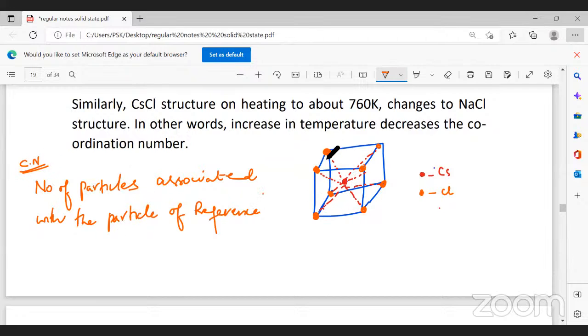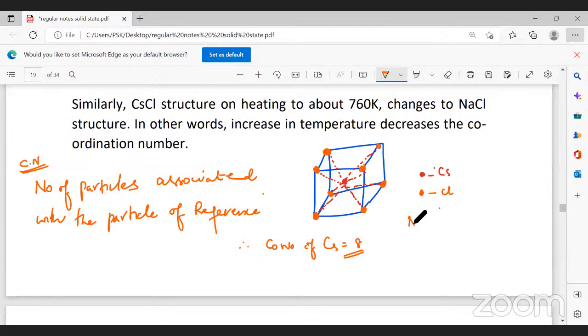Now, cesium is associated with how many chloride ions here? 8 chloride ions. Therefore, the coordination number of cesium will be 8. You understood what is coordination number.